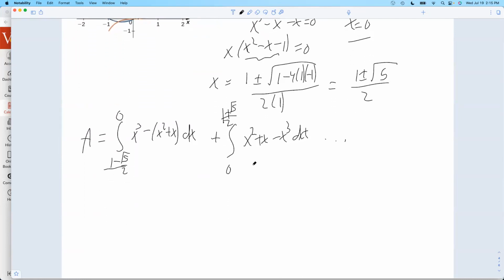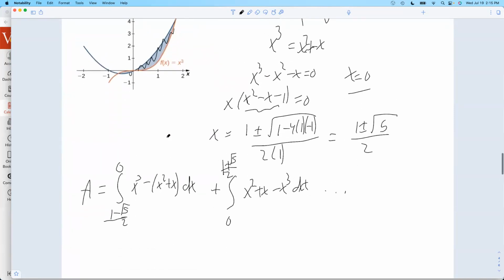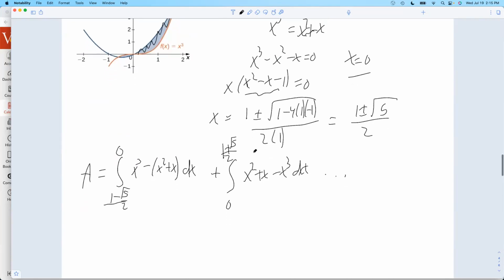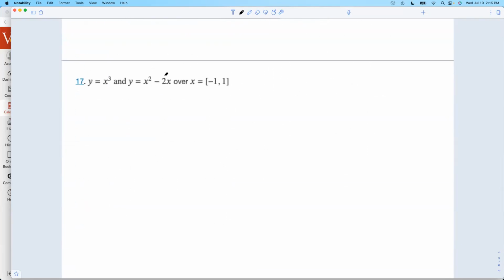You could work that out if you want. This is a problem from the book. You can just go to the book and find out what the solution is. I just don't want to have to plug in those nasty values. Okay, this one we're going to get much prettier answers. It's a similar problem, but we're going to get prettier answers.